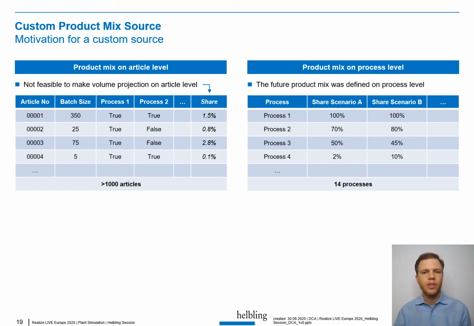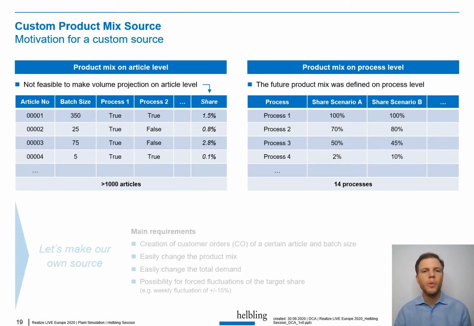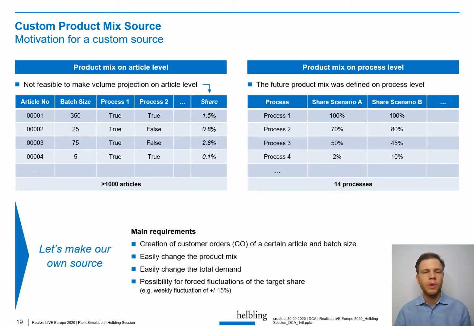Since the standard source does not have such an option, we decided to make our own source with the following requirements. We wanted to create customer orders of a certain article and batch size. We want it to be easy to change the product mix and the total demand. And we want to have the possibility to apply a forced fluctuation on the target mix.